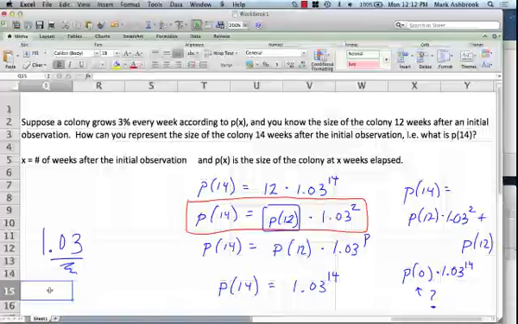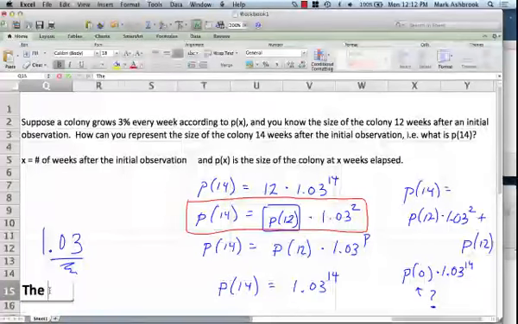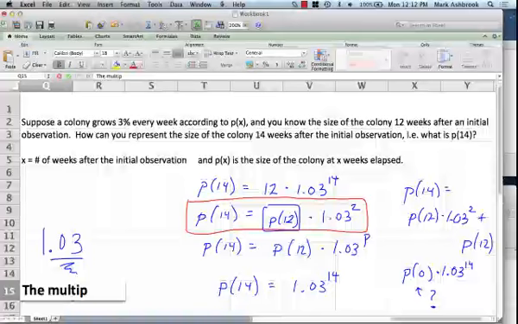Is it Taylor? Yeah. It multiplies the total after the initial observation by a certain amount, which would be the 3%. So then transfer that over to how we had it with the 1 plus 3% as a decimal.